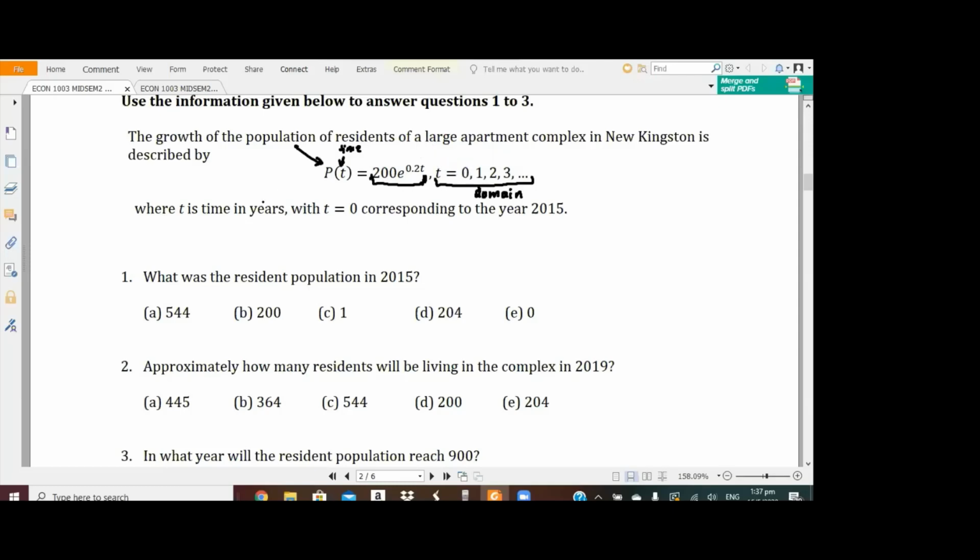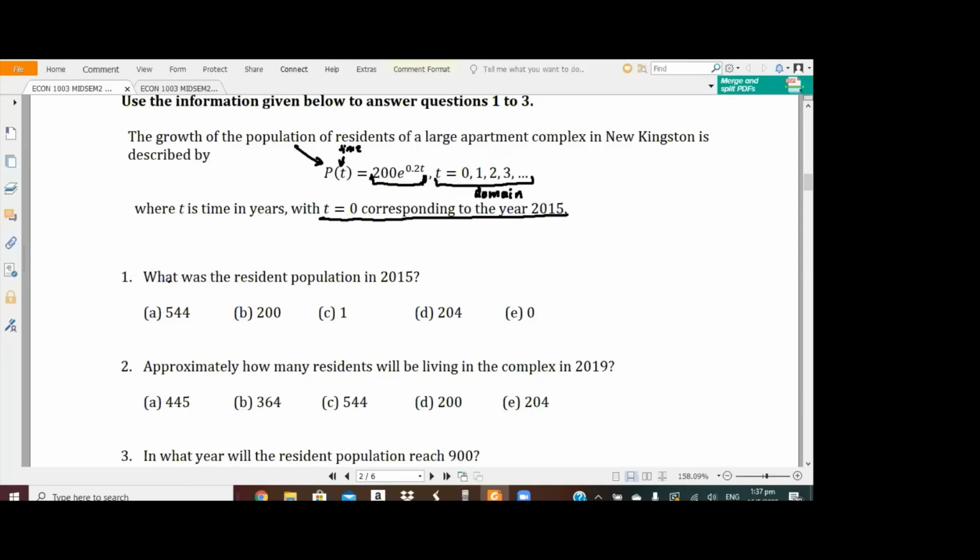All right. So it says where t is time in years, which I just said, and with t equals 0 corresponding to 2015. Now this part of the question is very important because it sets a base year. So the base year, t equals 0, is 2015. Then when t equals 1, it's going to be 2016, t equals 2, 2017. So you see how the values of the domain correspond to different years, right? So you have to pay attention to the base year here.